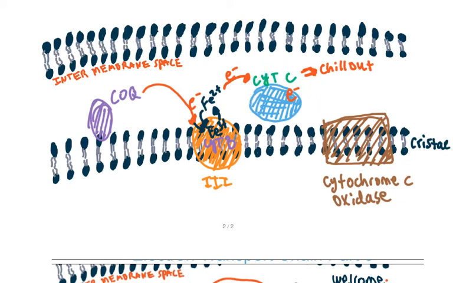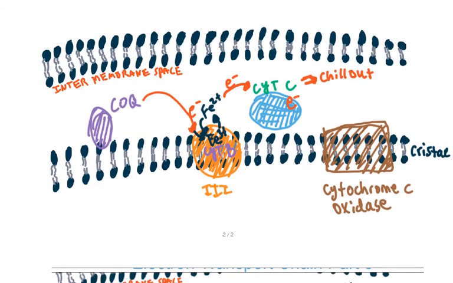Cytochrome C is right here. So let's write down that this is also called complex 4. Let's go and write it out as a whole. And so it's called cytochrome C oxidase because it's oxidizing cytochrome C, right?